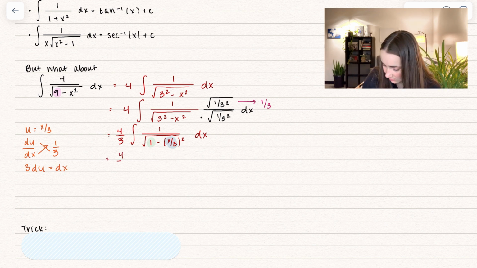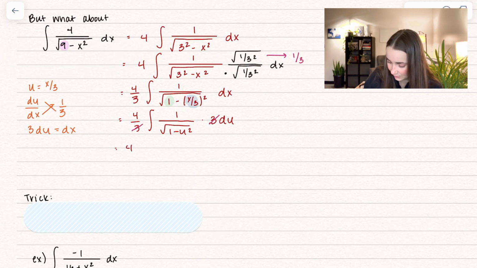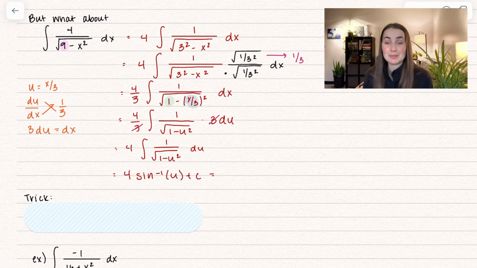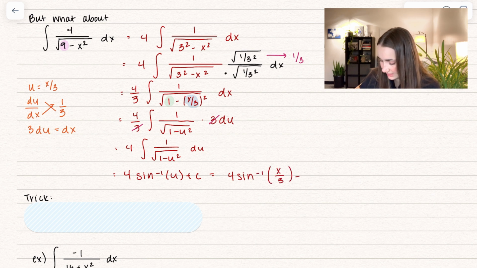So we have 4/3, that did not change at all. And we get 1 over the square root of 1 minus u squared, and then times 3 du. So notice here, actually, our 3 cancels out. So now we're just taking the antiderivative. Now that is something we can integrate. That becomes 4 times inverse sine of u plus c. But of course, we want to go ahead and replace u back in. So this becomes 4 inverse sine of our u value, which is x divided by 3, plus c.